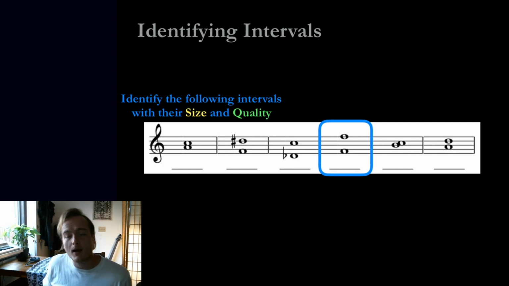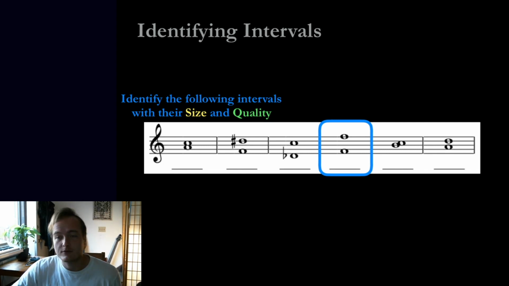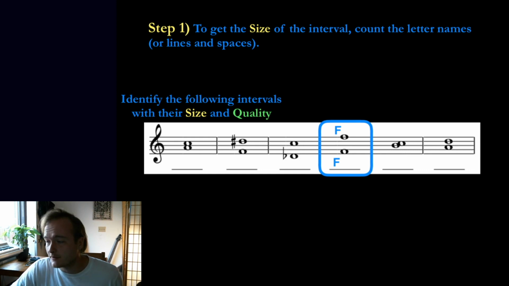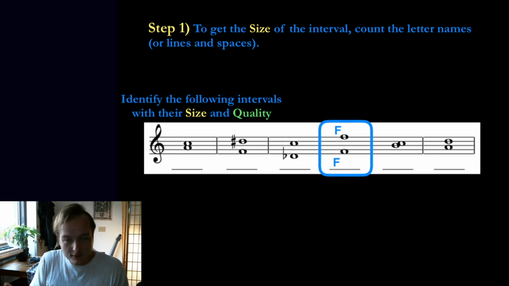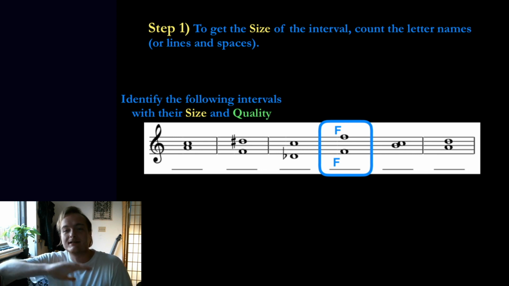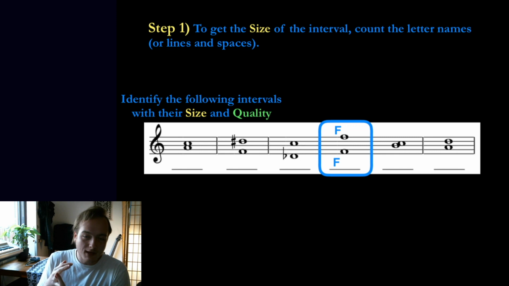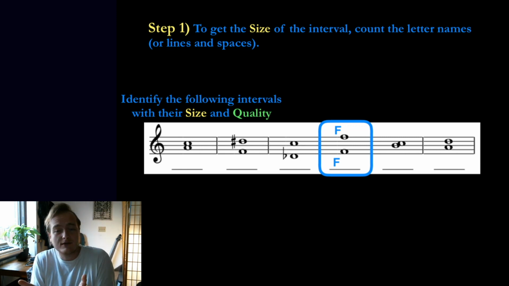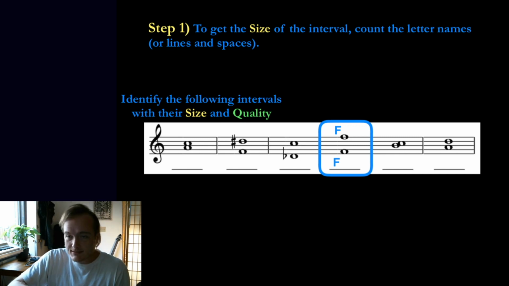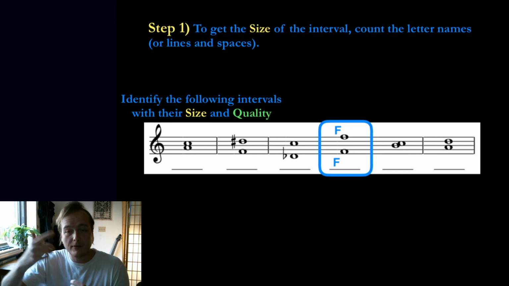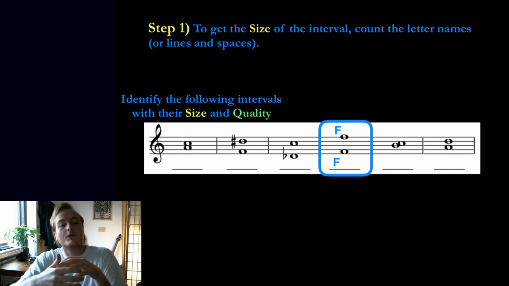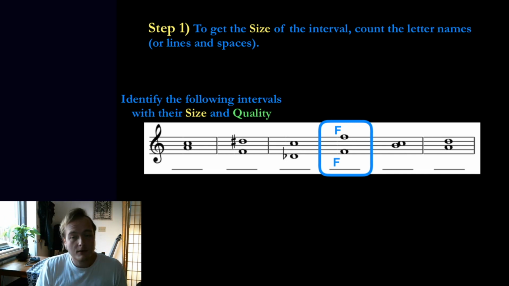Let's take this one from F to F. And so we recognize these notes. Now here's going to be for every interval we encounter. Step 1 is going to be identify the size of the interval by counting the letter names or the lines and spaces. We've already kind of seen this before. All we have to do is count on our fingers or on the lines and spaces on the staff the distance between F to F, including F.